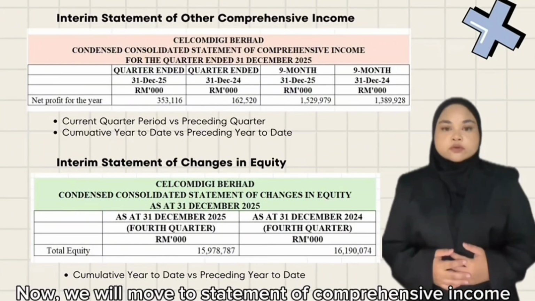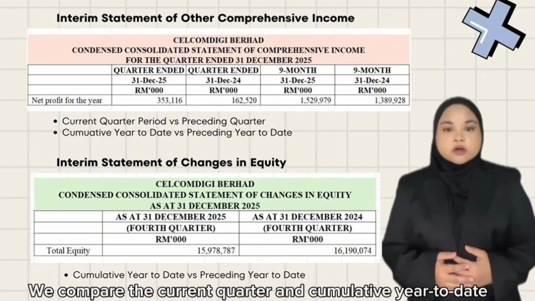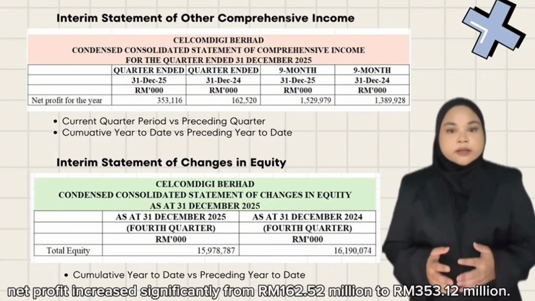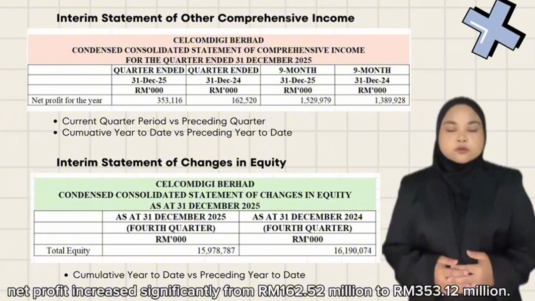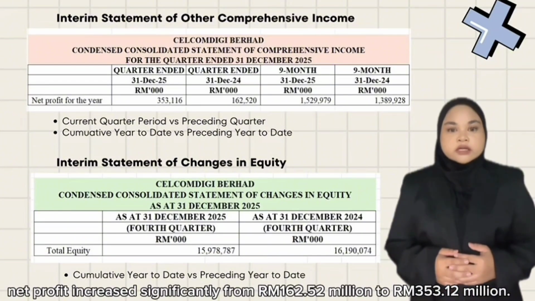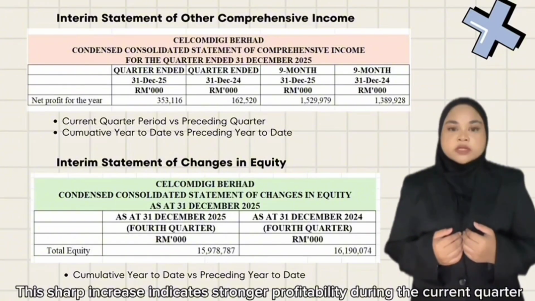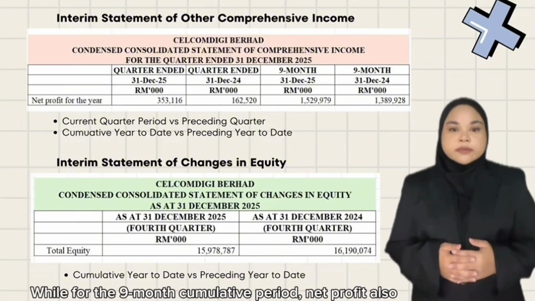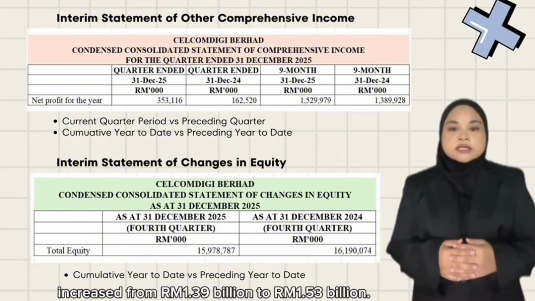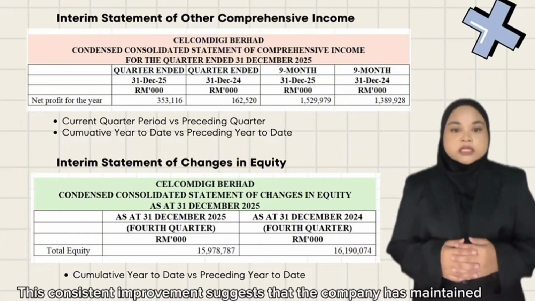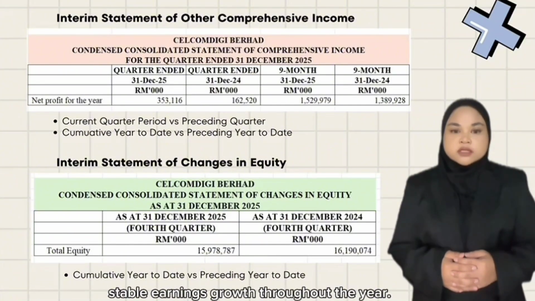And now, we will move to the interim statement of other comprehensive income. We compare the current quarter and cumulative year-to-date performance with the preceding period. For the quarter ended 31st December 2025, net profit increased significantly from 162.52 million ringgit to 353.12 million ringgit. This sharp increase indicates stronger profitability during the current quarter, while for the 9-month cumulative period, net profit also increased from 1.39 billion ringgit to 1.53 billion ringgit. This consistent improvement suggests that the company has maintained stable earnings growth throughout the year.